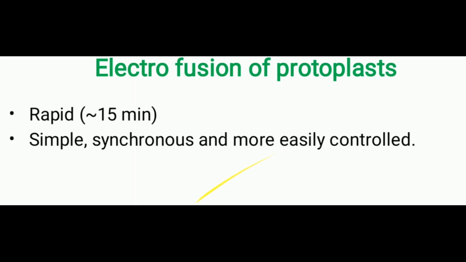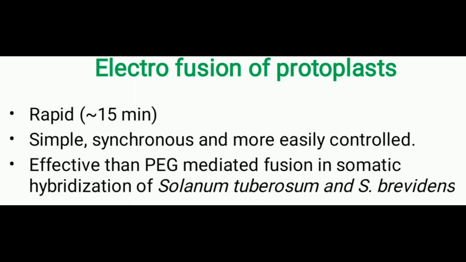Another method is electrofusion of protoplasts. This method is rapid. Everything will be completed within 15 minutes, and it is simple, synchronous, and more easily controlled. This method is more effective than polyethylene glycol mediated fusion in the somatic hybridization of certain plants like Solanum tuberosum and Solanum brevidens.